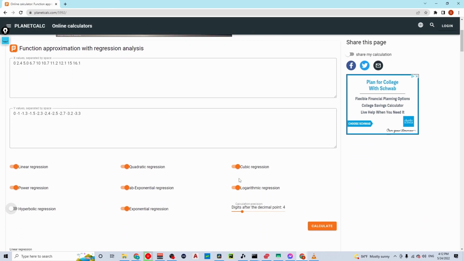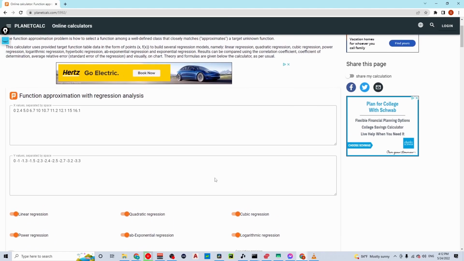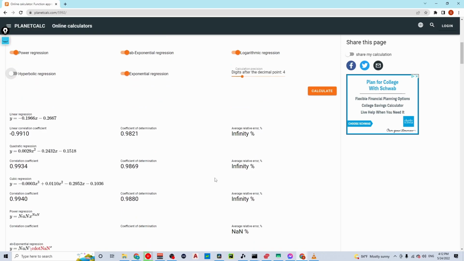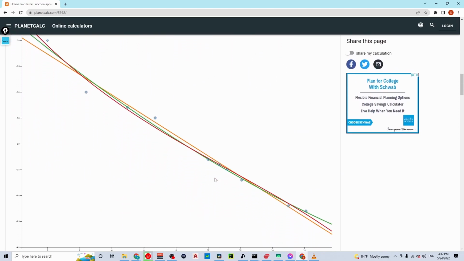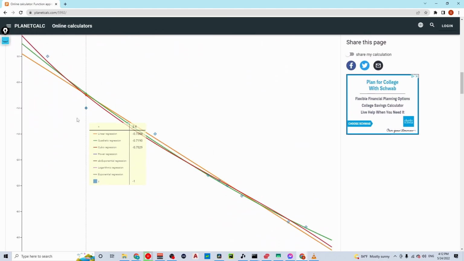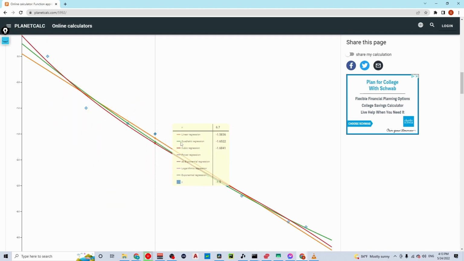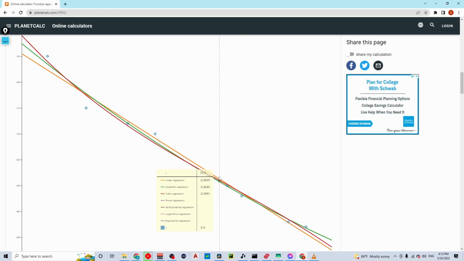Don't get confused by all these names. All it's really going to do is try to find a pattern in matching pairs of numbers. That's all this calculator is doing for us. It's going to put it in graph form too, so you can see these crazy graphs. These are the plots, the points that I put in, these little X's. These are the pairs of numbers I put in.